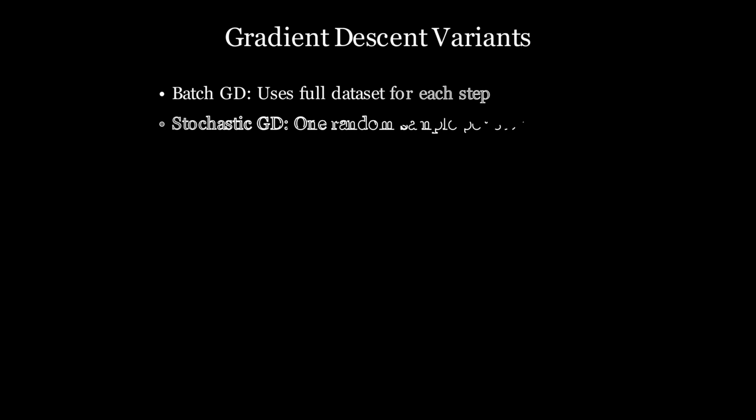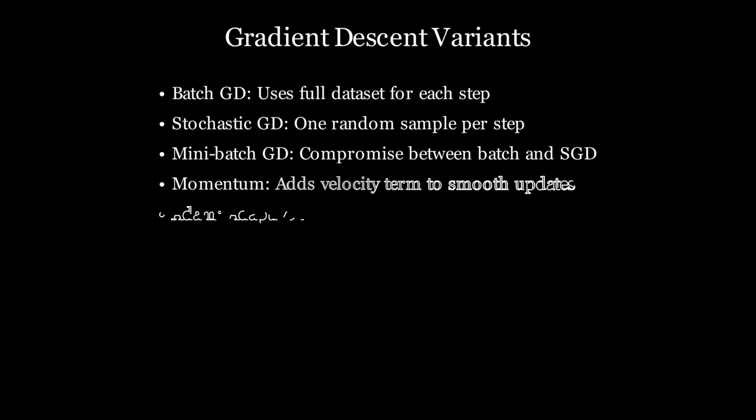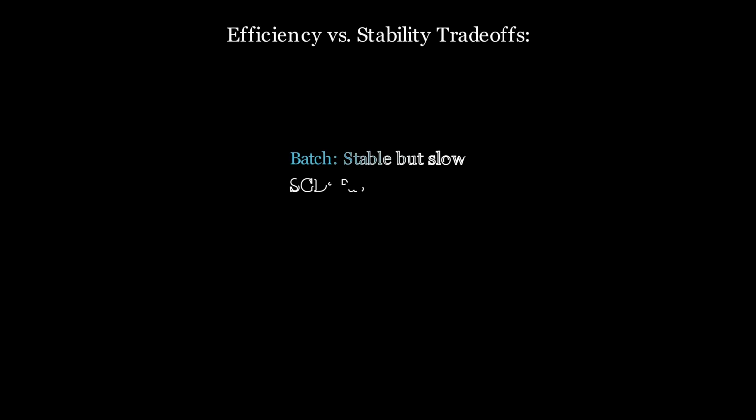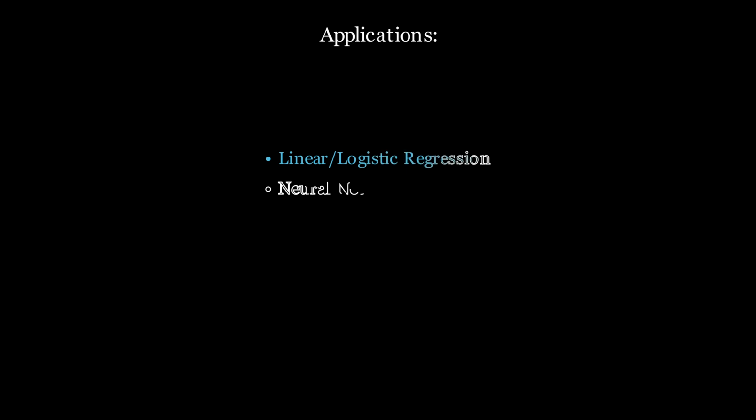There are several important variants of gradient descent used in machine learning. These variants offer different trade-offs between computational efficiency and convergence stability. Gradient descent powers nearly all modern machine learning, from linear regression to deep neural networks with millions of parameters.